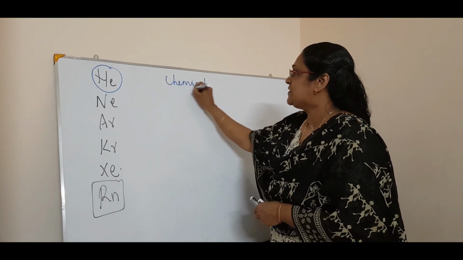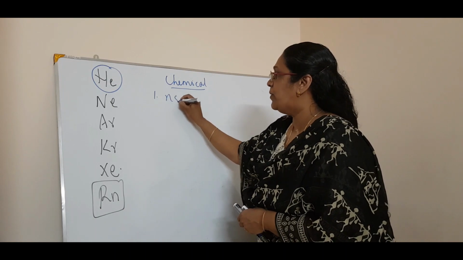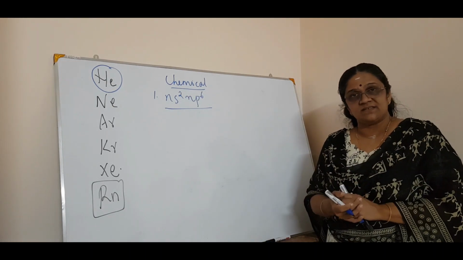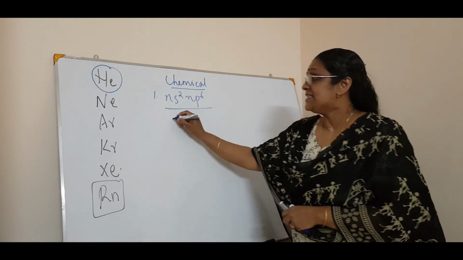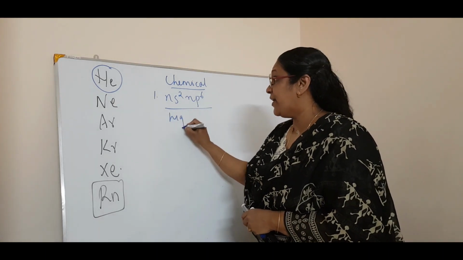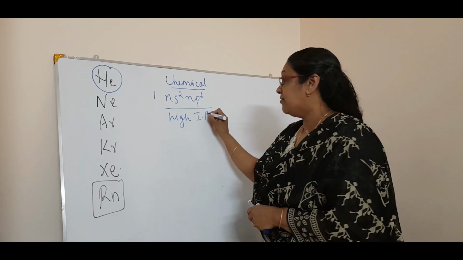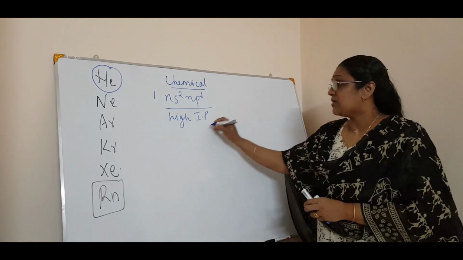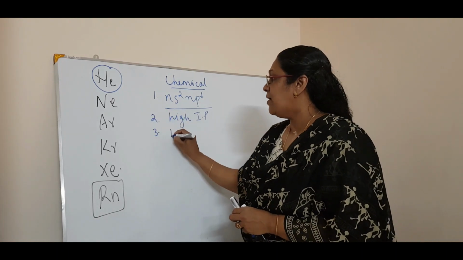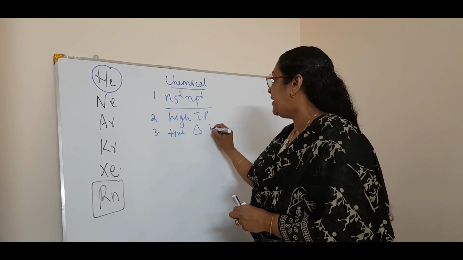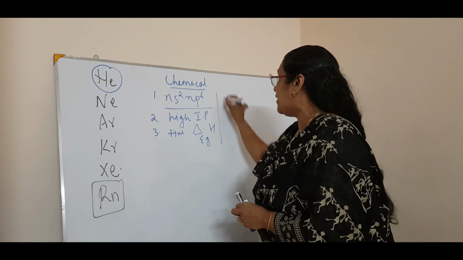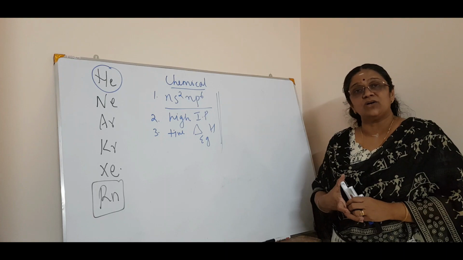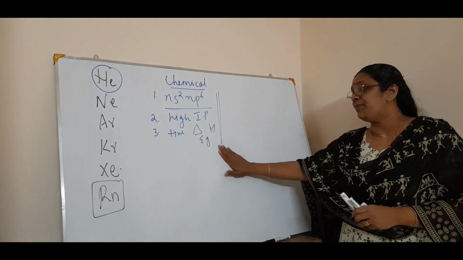Chemical properties: one is a very stable configuration, that is ns2 np6 configuration. Yes, and it has a high ionization potential, isn't it? Why? Because it has a stable configuration. And there are three points to remember: it also has a positive electron gain enthalpy. These three things you have to remember, that's all. There is no anomalous behavior or anything like that in the other groups. Just note down the three points.